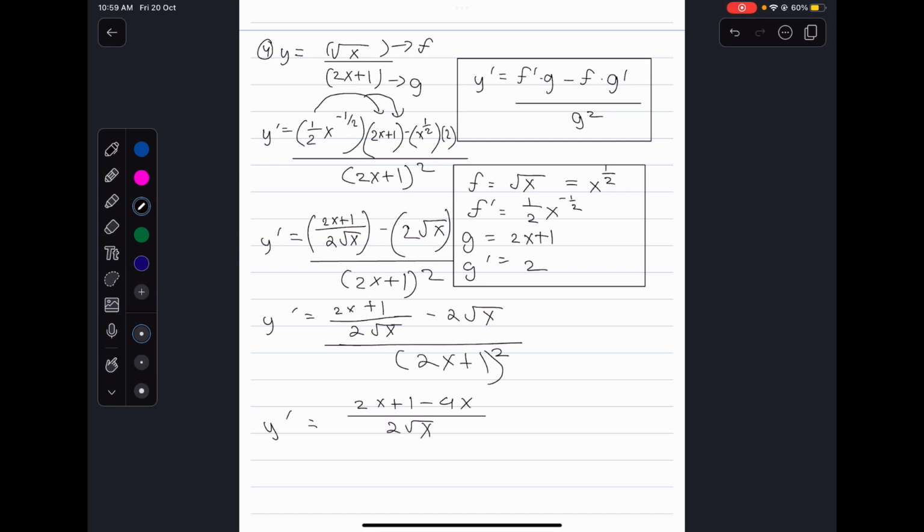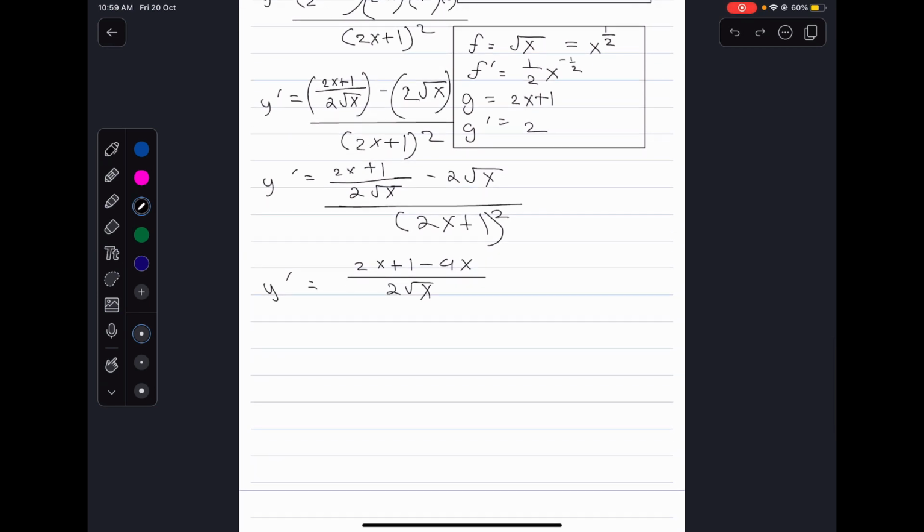This is because when I'm writing the numerators with a common denominator, this is what I get. To explain in further detail, let's say to give this the same denominator as this one, we can multiply it like so. Now when we multiply everything by 2 root x, we get negative 4x over 2 root x.